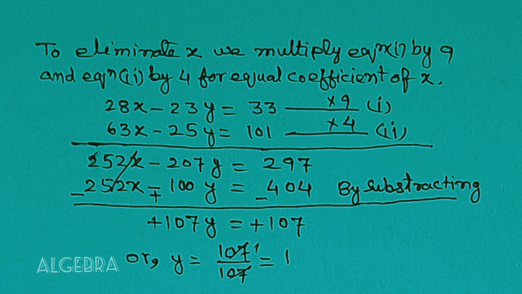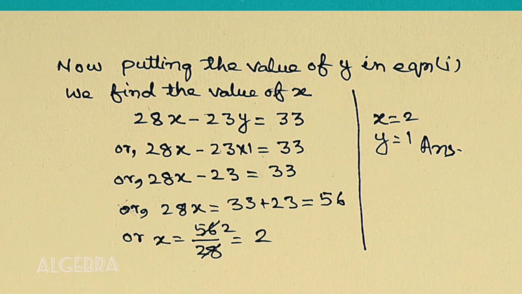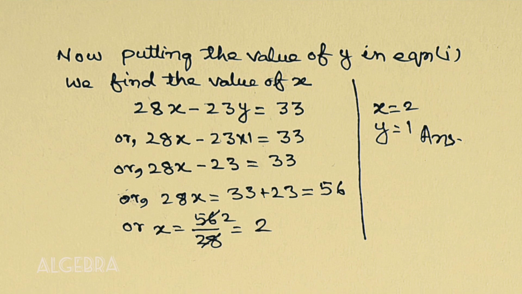by 4. So 252x minus 207y is equal to 297, and 252x minus 100y is equal to 404. By subtracting, 107y is equal to 107, or y is equal to 107 by 107 is equal to 1. Now putting the value of y in equation 1, we find the value of x.